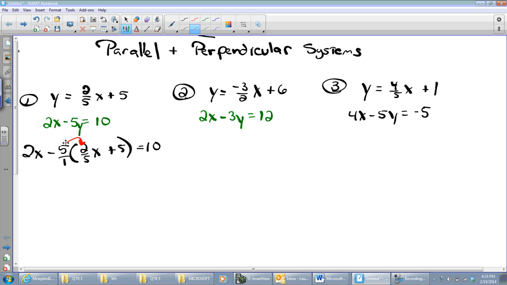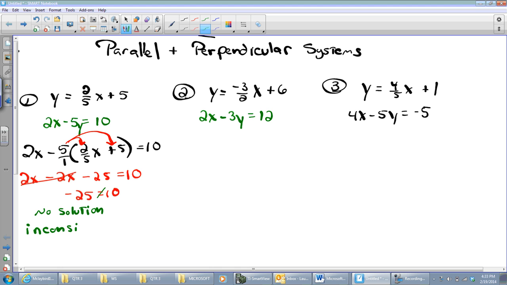I'm going to go ahead and solve and distribute here. When I do that, I'll get 2x minus 2x, and then I'm going to get a negative 25, and that's going to equal 10. These will cancel out, so negative 25 equals 10, which is not true. Negative 25 does not equal 10, so there's no solution. That means that this system here is inconsistent. Okay, now let's try this one here.